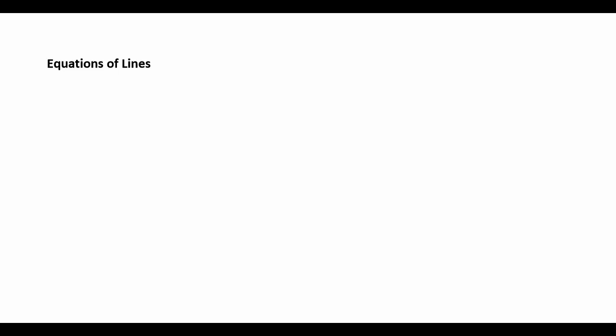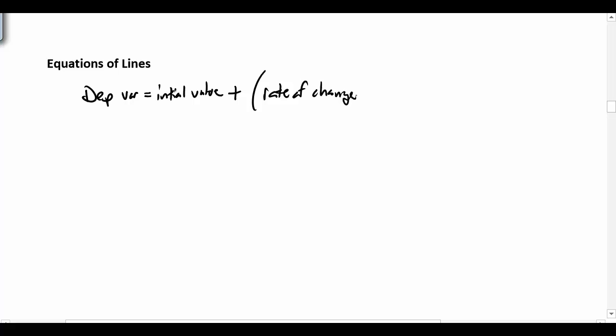Okay, so there are a couple of different ways that we can write the general equation of a given line. So we've talked about slope, but we're going to focus our efforts on writing a general equation of some kind. And the approach we're going to take is this. We're going to say the dependent variable is going to equal the initial value plus the rate of change times the independent variable.